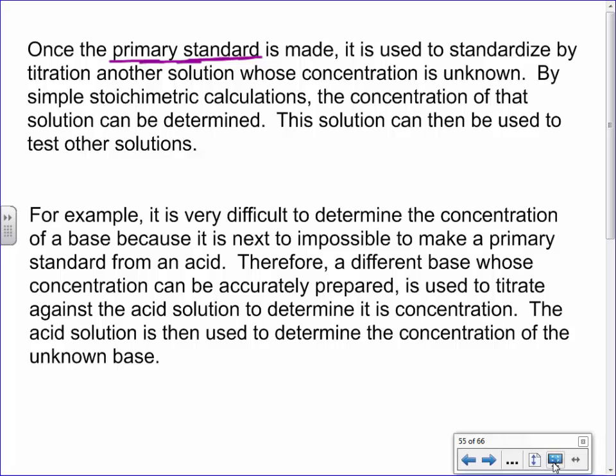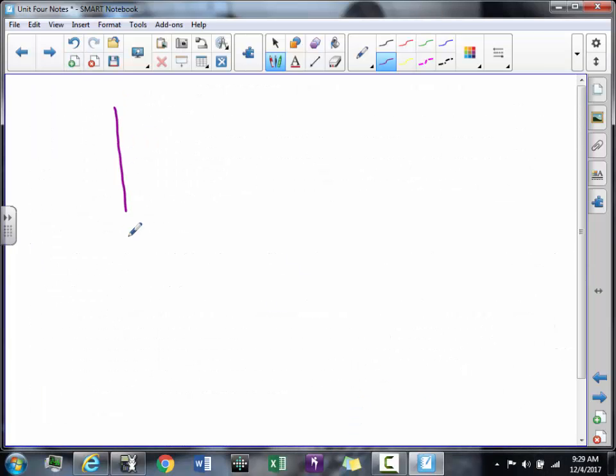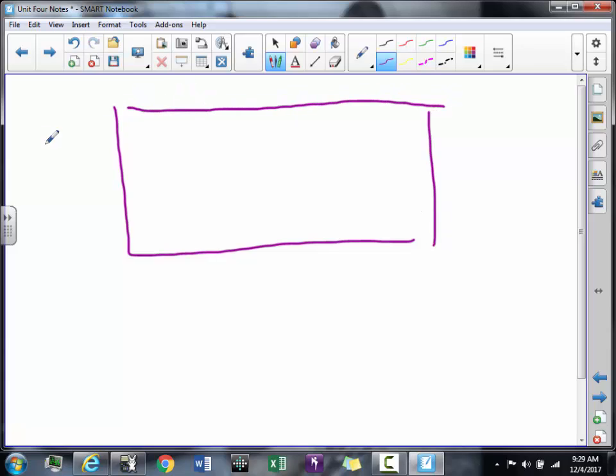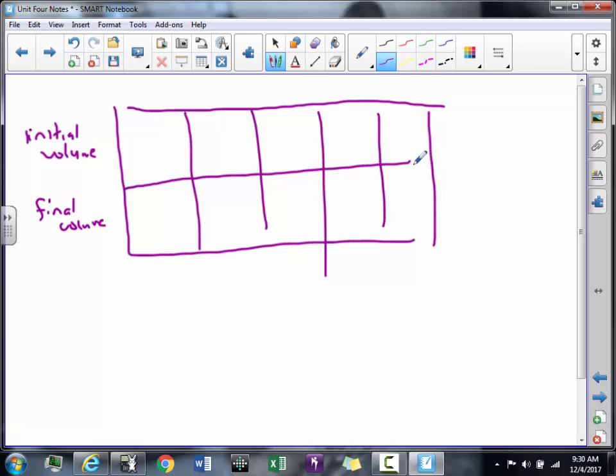I should show you one more thing though. On your assignment, I believe one of the questions is going to give you a table, and it might look something like this. It might give you your initial volume, and it might give you your final volume. I'm just going to make up some numbers here. If your initial volume was, say, 10 milliliters, and then your final volume was 8 milliliters, and then your initial volume was 8 milliliters, and then your final volume was 6 milliliters, and then 6 milliliters gave 5 milliliters, 5 gave 3, and 3 gave 1.